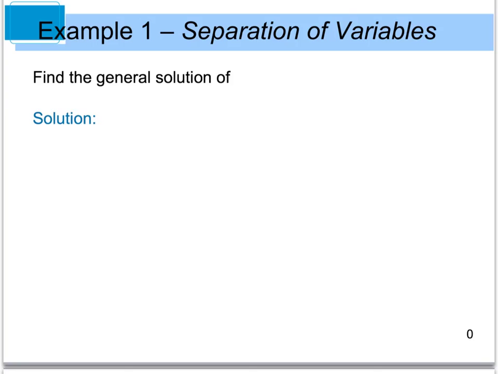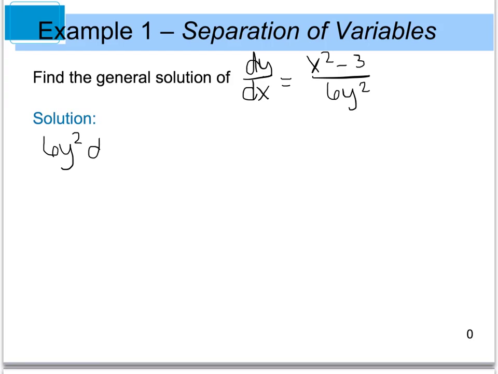Example 1 says, find the general solution of dy dx equals x squared minus 3 divided by 6y squared. Our first step is going to be to isolate all of the y terms with the dy on one side, which I'm going to do on the left, and all of our x terms on the right side with the dx. When we do that, we end up with 6y squared dy is equal to x squared minus 3 dx.